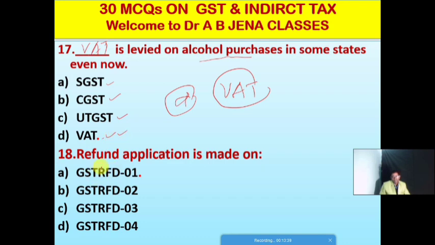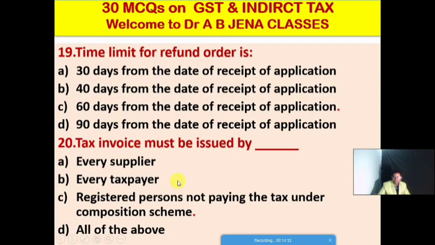Yes. Next MCQ, it's also very vital. With regard to GST, refund applicable is made in which form? These are the forms: A GST RFD 1, B GST RFD 2, option C GST RFD 3, D GST RFD 4. So the right option is A, that is GST RFD 01 is applicable for refund.